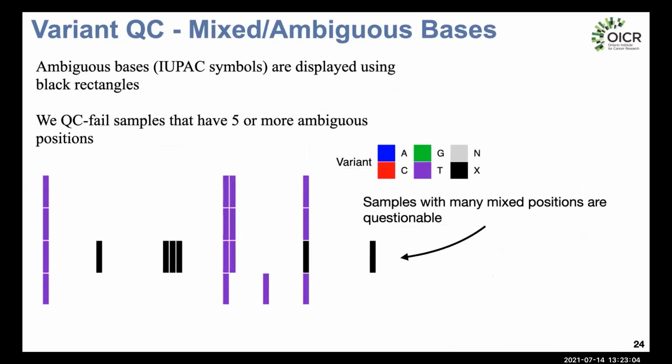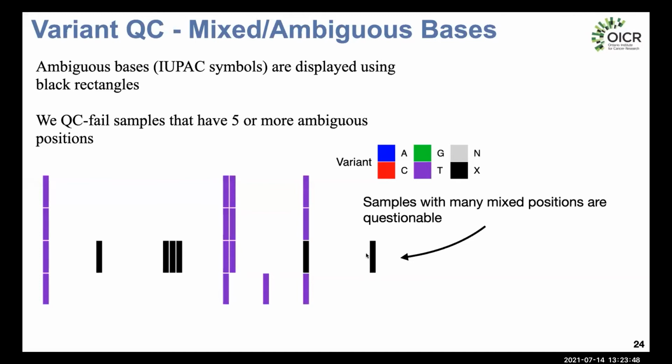So in our QC pipeline, we flag any samples that have 5 or more ambiguous or mixed positions. And these samples show up in the SNP plot that I showed you previously as, rather than colored boxes, black boxes here. So whenever you see a black box in the SNP plot, that indicates that the position was ambiguous in those samples. So this is just zooming in on one of the little groups of samples that we were looking at, and we see that this sample here, third from the top, has 5 mixed positions. So it would be flagged as a QC fail by our bioinformatics pipeline.